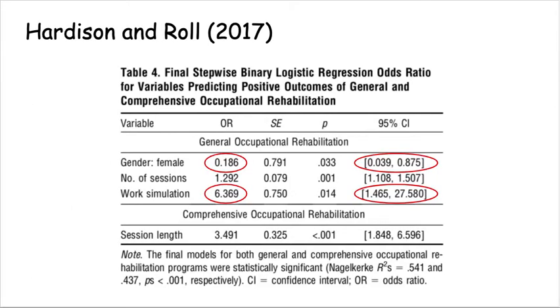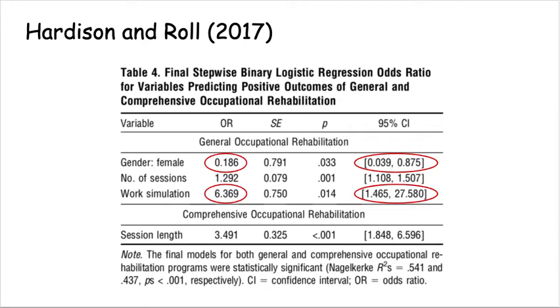Here is an example of an AJOT paper that uses the odds ratio and 95% confidence interval to show the effect size of several variables on the likelihood of returning to work, the positive outcome, after vocational rehabilitation. The odds ratio of 0.186 indicates that women were less likely to have positive outcomes. The confidence interval provides an indication of the strength of the effect of gender.